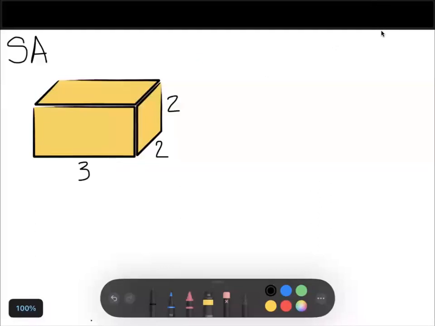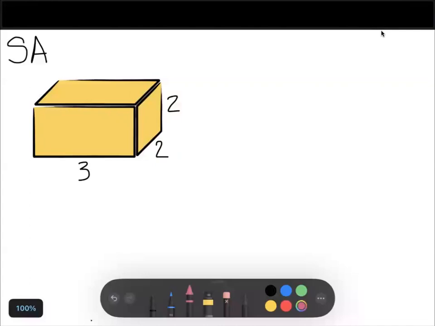Okay, here is our next example. So we are going to find the surface area of this rectangular prism. This is not a cube because not all 3 measurements are the same, which also means it's going to be a little bit more difficult to solve because we don't have 6 equal faces or 6 faces that have the same area. So here what we want to do is identify the different faces that we have.